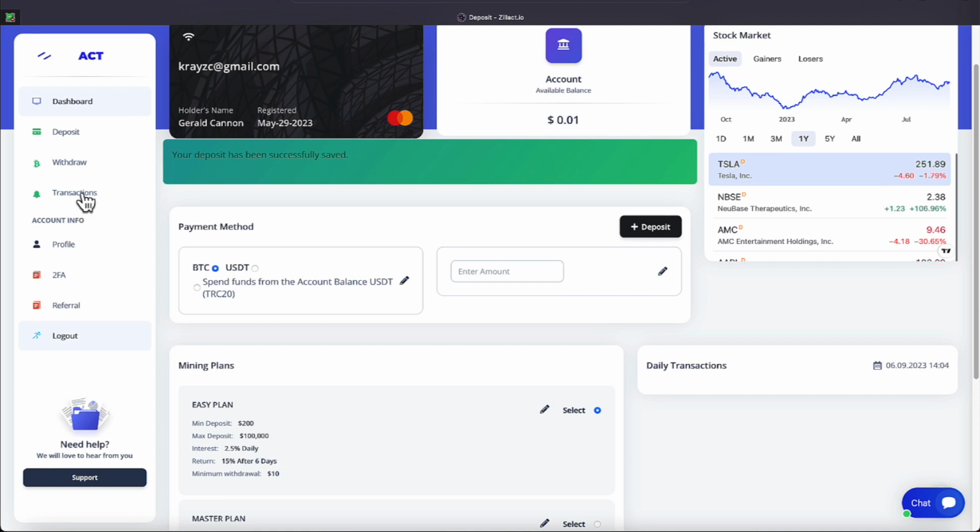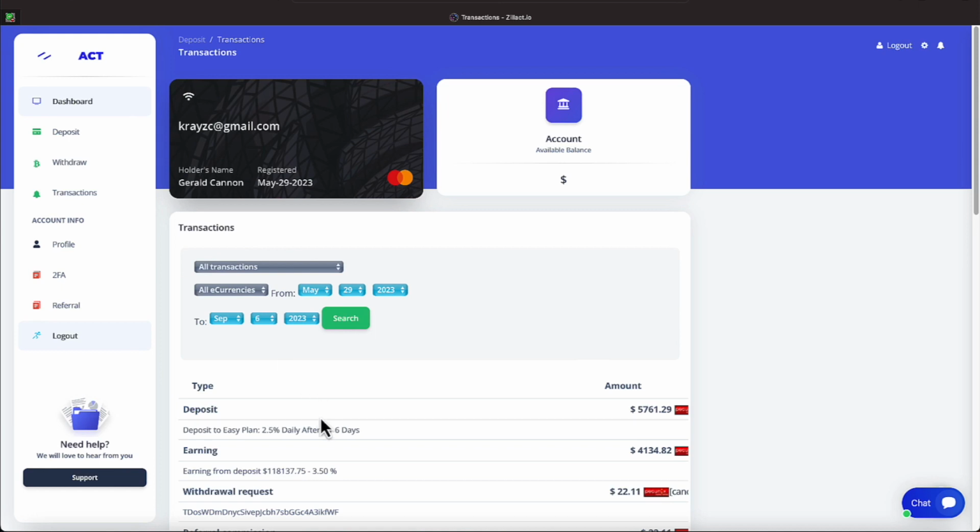Let's proceed over to transactions, everyone, and we're going to take a look at today's, late yesterday's transactions and kind of see where we are, everyone. So let me change this to, I see we had a withdrawal request, so I'll need to also check on that for you all.